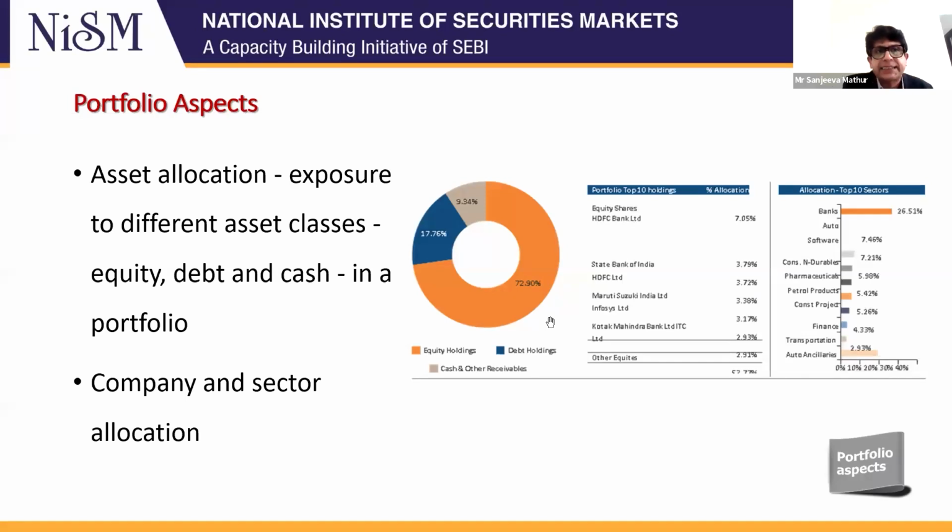Portfolio aspect, asset allocation. Asset allocation means we understand where I'm putting the money, whether in debt, in equity, or somewhere else. Exposure to different asset classes, equity, debt, cash in a portfolio. Company and sector allocation. Sector in IT, which one in IT? Bank, which one in bank? Cement, infrastructure, which one in infrastructure? What is the fund you're choosing? Have a look at these parameters. If you're going to get into a little bit of detailing, everything is mentioned. You can compare month on month. The fact sheet comes every month nowadays.